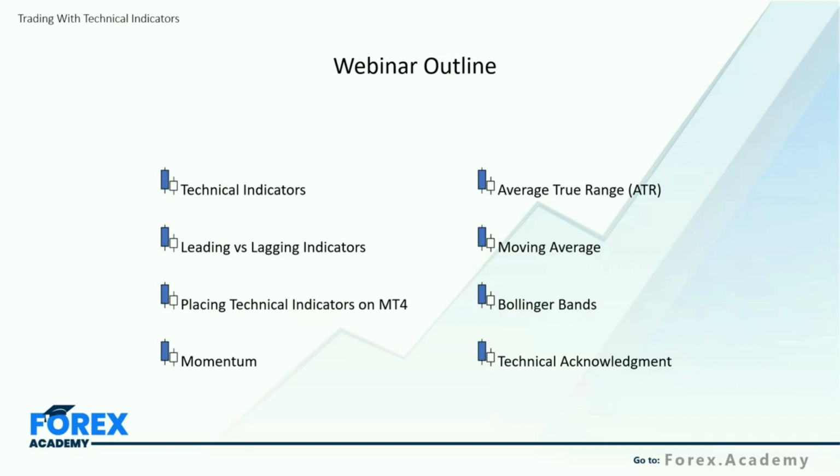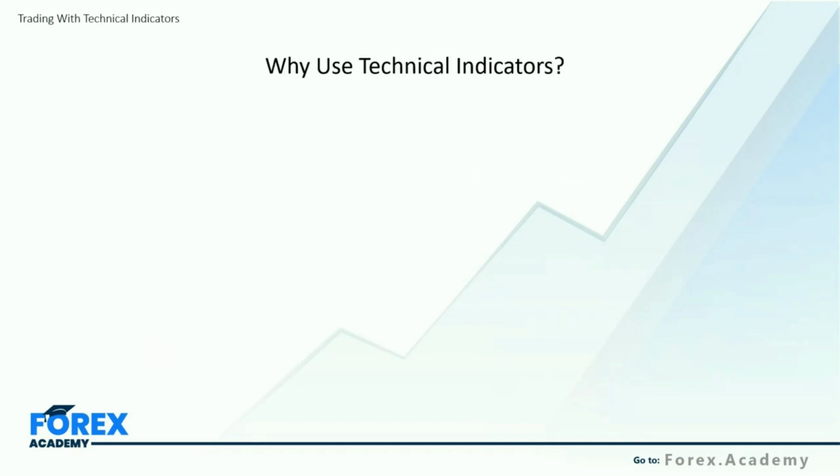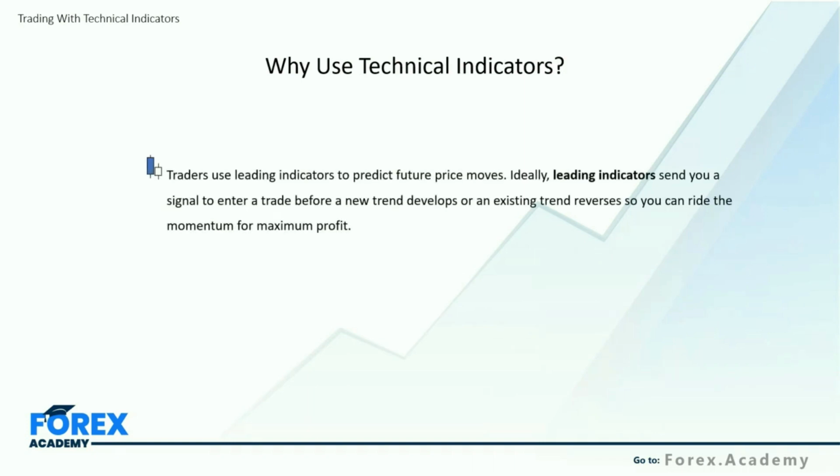When deciding to use technical indicators, we understand that they do serve a purpose. They can provide us with both a leading and a lagging indication for price movement, but aren't always the best and most conclusive trading signals to effectively trade the financial markets. So first and foremost, we can ask the question, why do we decide to use technical indicators? Well, traders use leading indicators to predict future price movements. Ideally, leading indicators send you a signal to enter a trade before a new trend develops or an existing trend reverses, so you can ride the momentum for maximum profit.